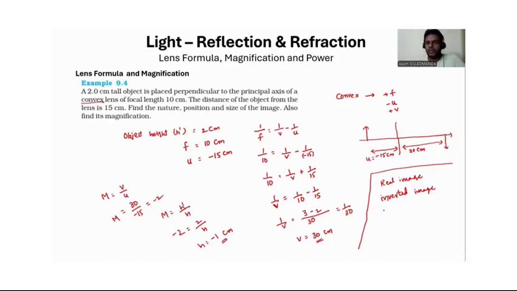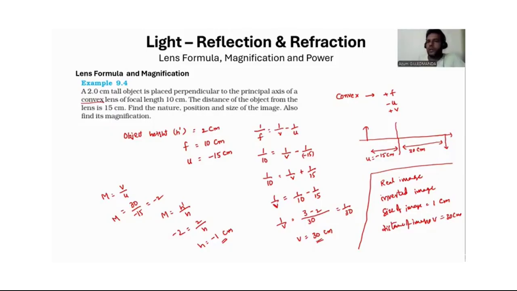And then the size of the image is how much? 1 centimeter. And what else do we need to know? The position. The position is the distance of the image, so the distance of the image v equal to 30 centimeters. You understood, guys? So that's all we can do.